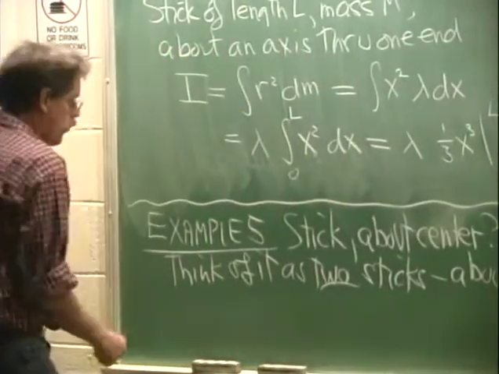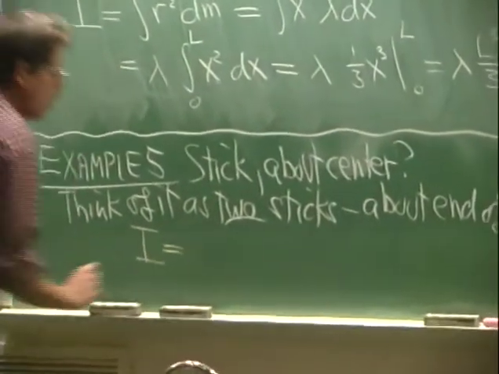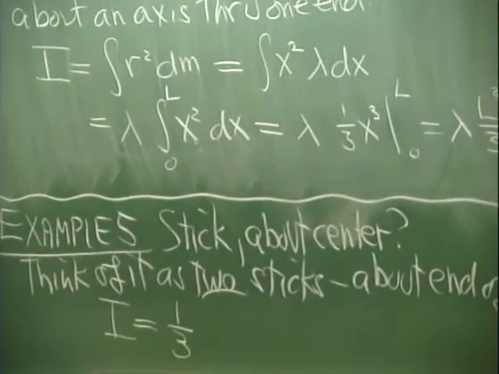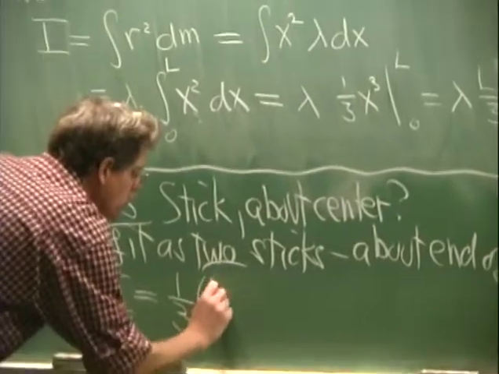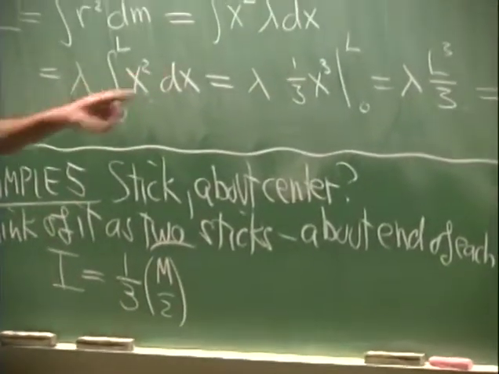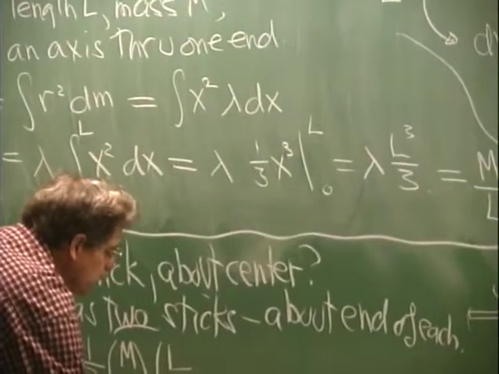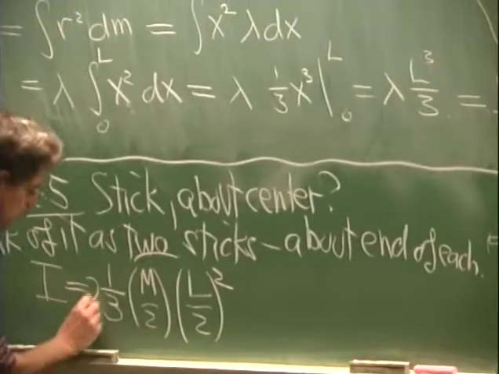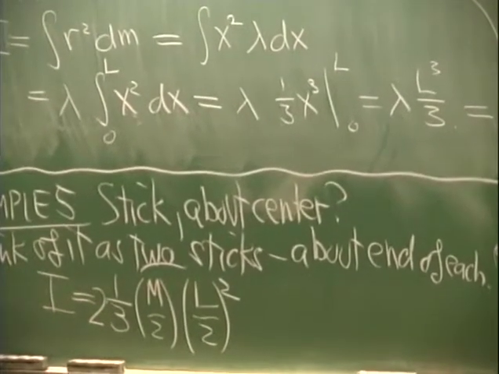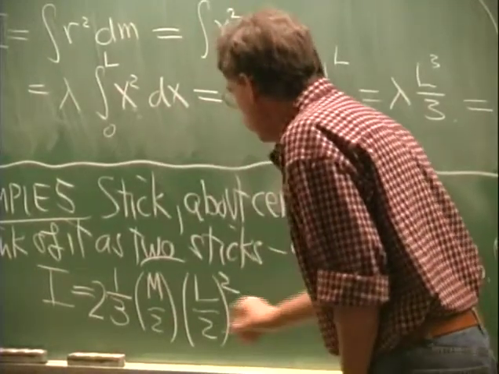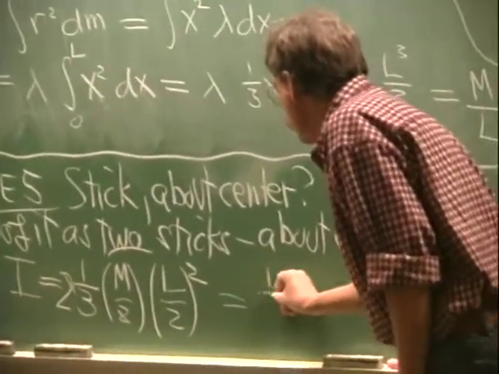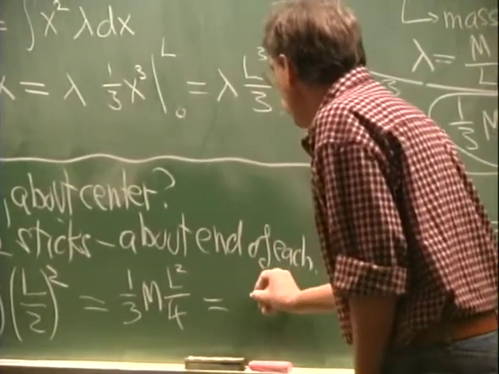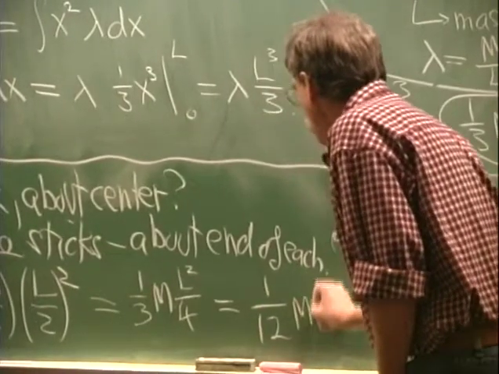And then I quote the formula from up above. The total moment of inertia is going to be 1/3 the mass, but that's M over 2, times L squared, but L is L over 2 in this case. And there are 2 of them. So what do I get here? Those 2's cancel. I get 1/3 of M times L squared over 4. 4 3's are 12, and this is 1/12 M L squared.